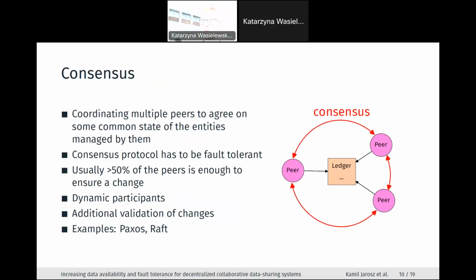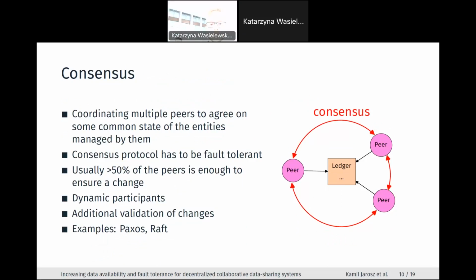So in order to synchronize the ledger between all peers inside the peer set, we use a consensus protocol, the purpose of which is to coordinate these peers to agree on a common state of the ledger, so that every peer knows what the state of the ledger is. And the consensus protocol has to be fault tolerant. Usually more than 50% of the peers is enough to ensure a change, right?